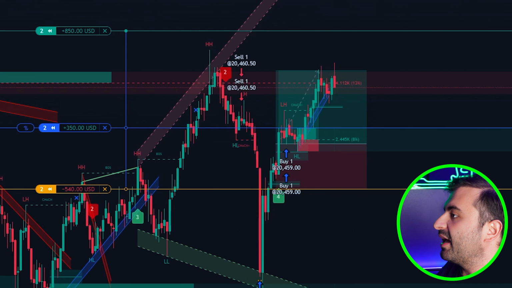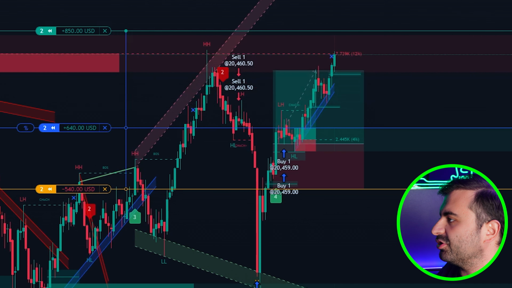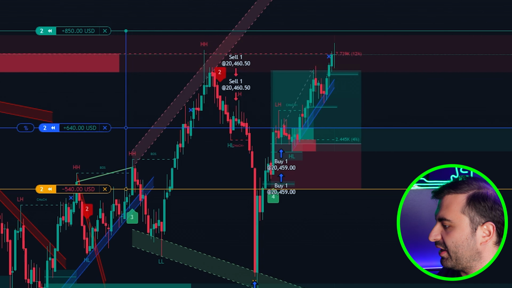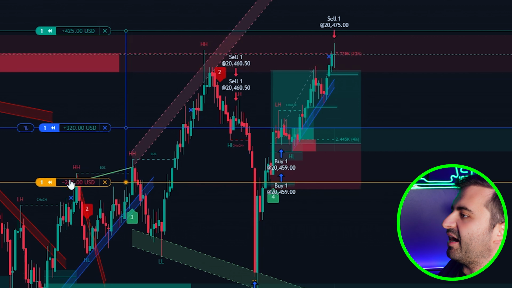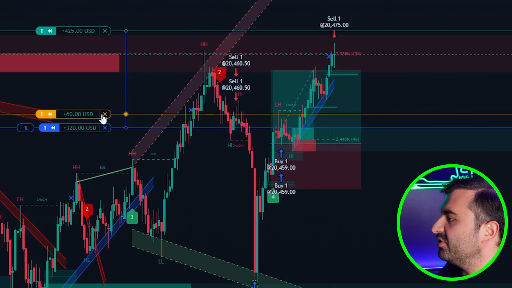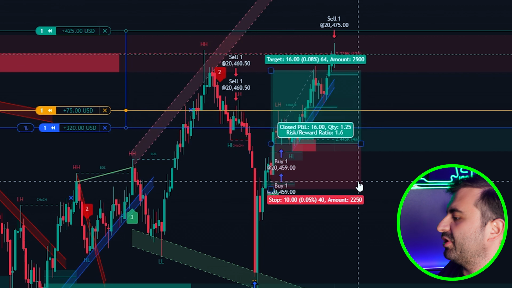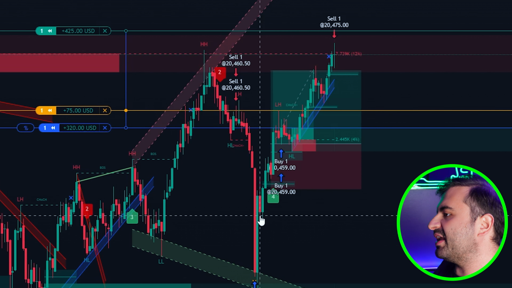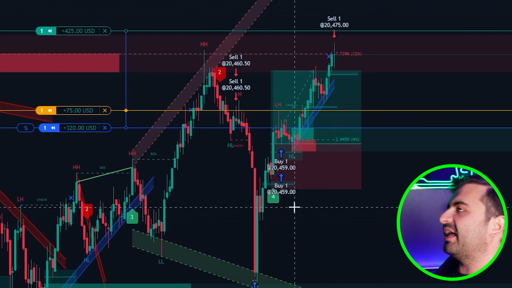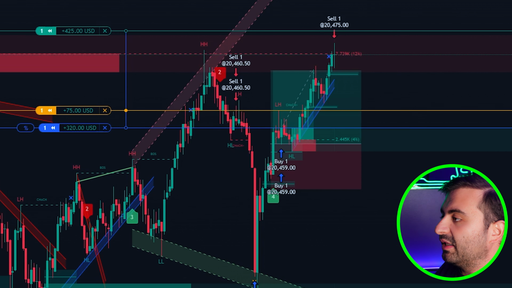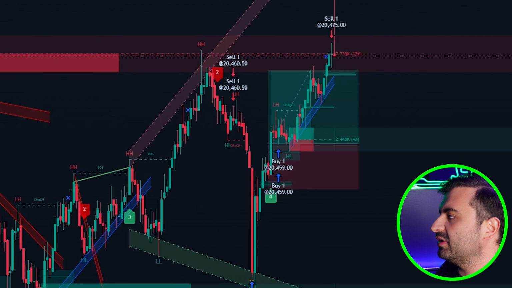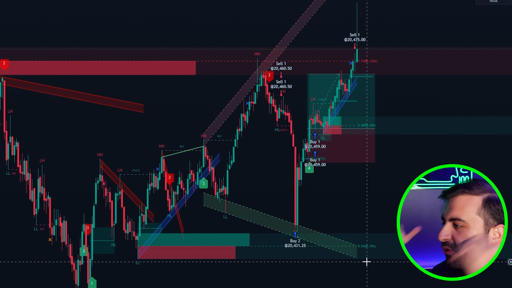So we are rolling. I'm just waiting for a partial here, and boom, I will take 1 contract off here, and I will trail my stop loss just below this fair value gap. So in the worst case scenario, I made more than $400.